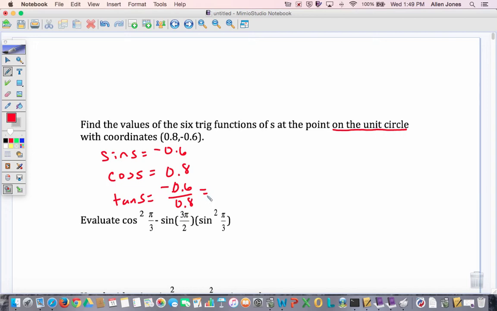Can't have decimals as part of our simplified fraction. So I move this decimal place over 1 on each spot. I have 6 over 8, or a fraction of 3/4.